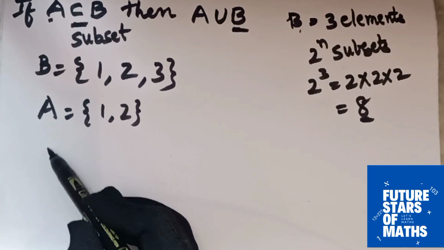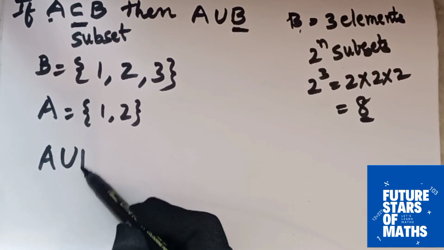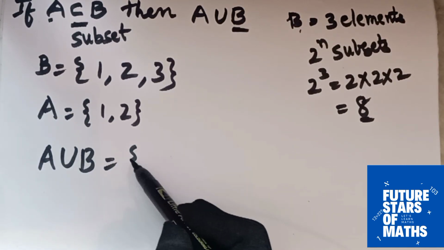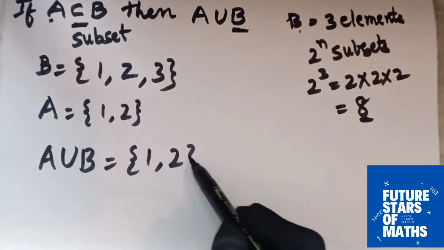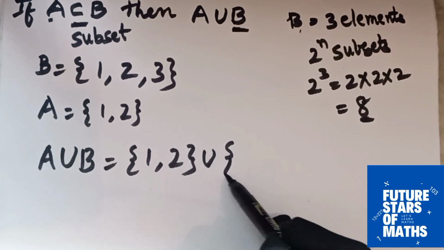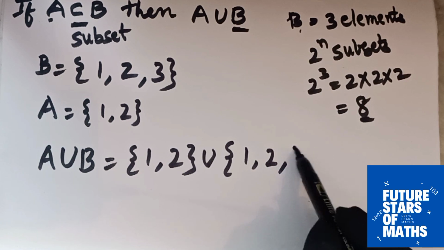Now, we will find A union B. First we will write the set A union B. B is 1, 2, 3.